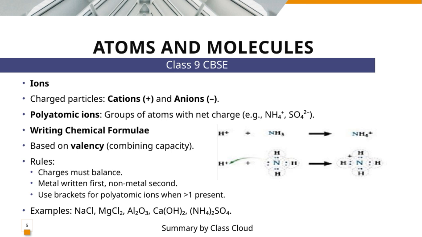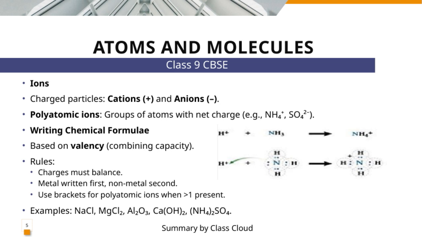For example, we have NaCl, which is simple sodium chloride, or MgCl2, magnesium chloride, where the two chloride ions balance the magnesium. In aluminum oxide, Al2O3, the two aluminum ions balance the three oxide ions. And for compounds like calcium hydroxide, Ca(OH)2, the brackets show that two hydroxide ions are attached to one calcium ion. Lastly, in ammonium sulfate, (NH4)2SO4, the brackets indicate two ammonium ions combined with a sulfate ion.